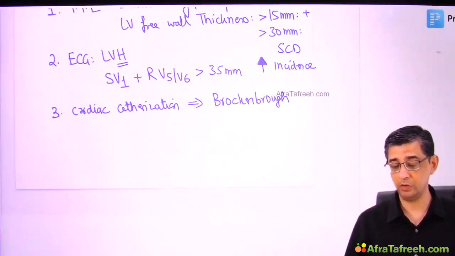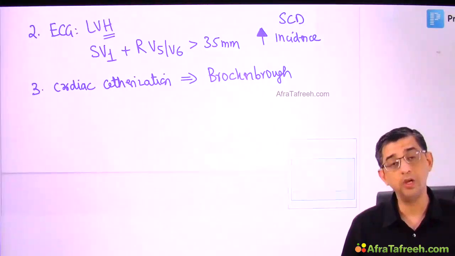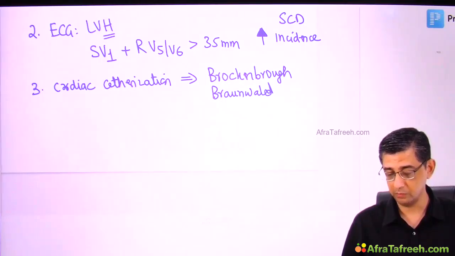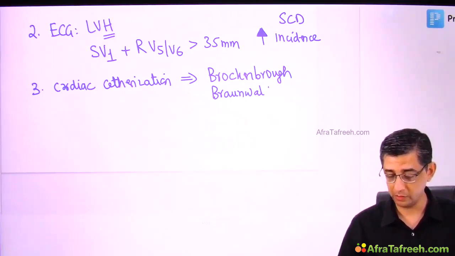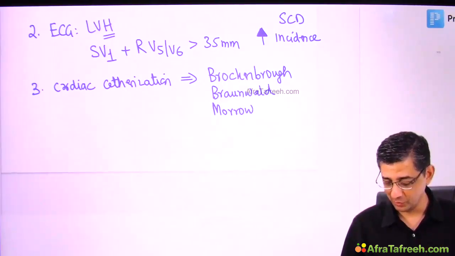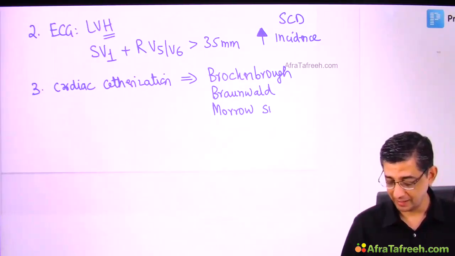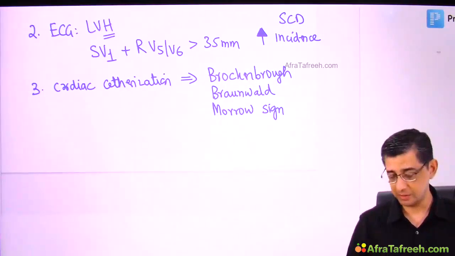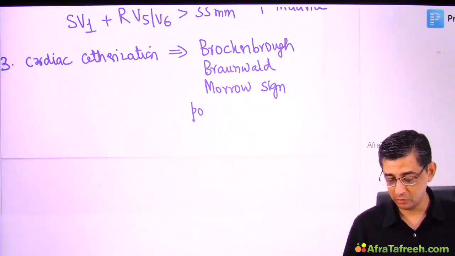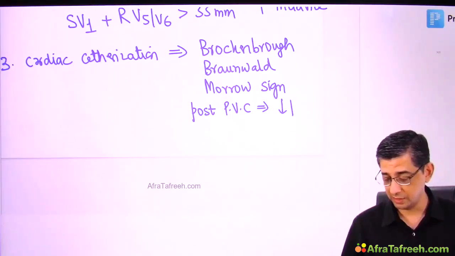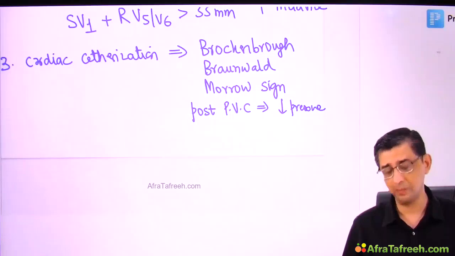But at the moment, what I want you to remember is a very classical name, that is called the Brockenbrough-Braunwald-Morrow sign. Now, when I say Braunwald, everybody knows Braunwald, the textbook of cardiology, and then it is Morrow, not Marrow, right? It is Morrow. So the Brockenbrough-Braunwald-Morrow sign is a cardiac catheterization finding of hypertrophic obstructive cardiomyopathy. For additional information, if you want to remember, I can just add that this finding is usually seen post premature ventricular contraction, which can actually result in a decrease in the contractility. And you notice that there's a decrease in pulse pressure in patients of HOCM. Already the pulse pressure is lesser.